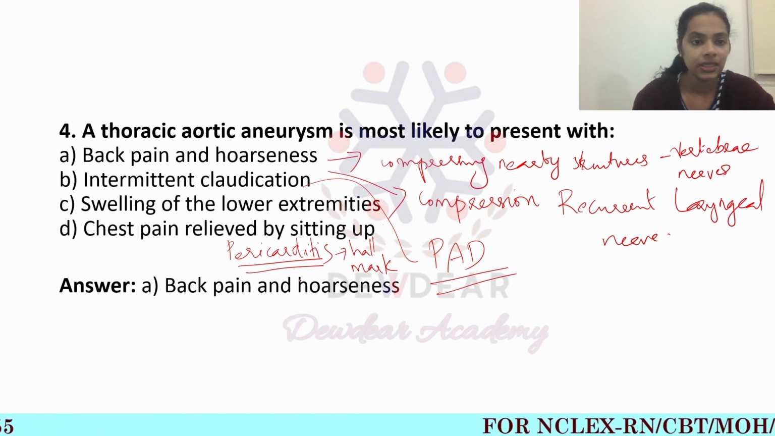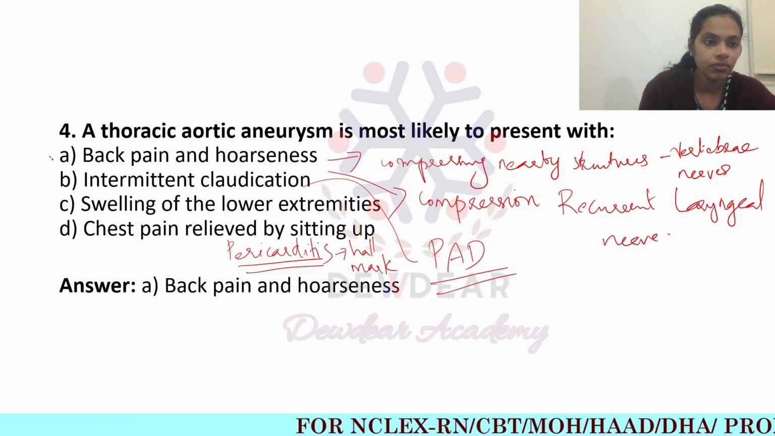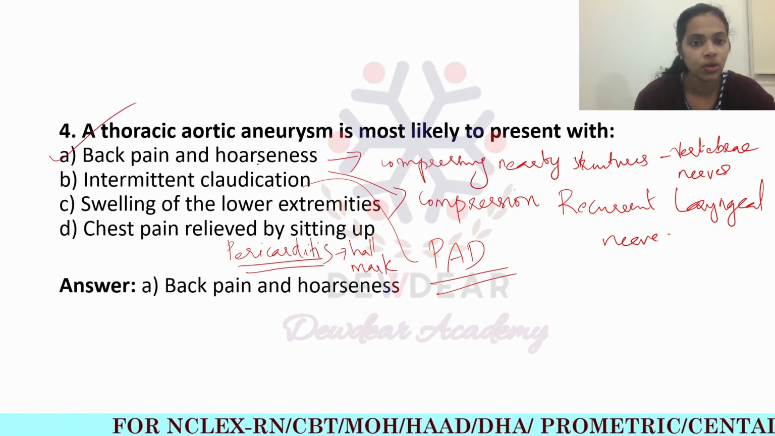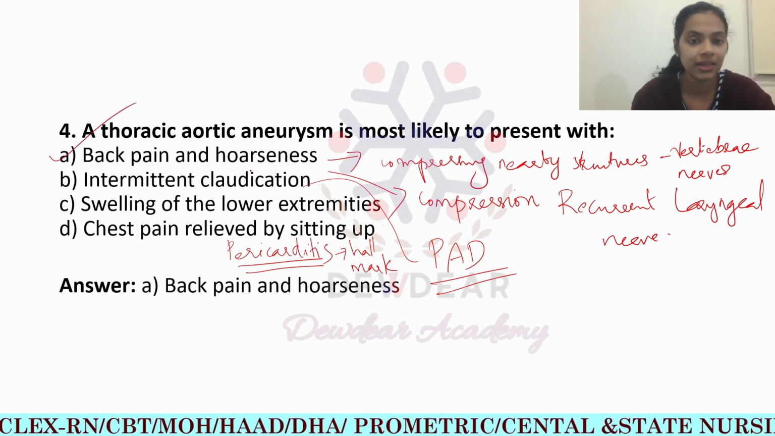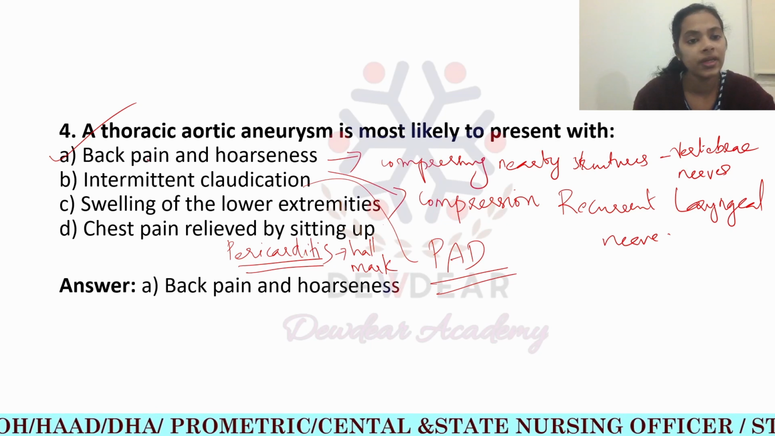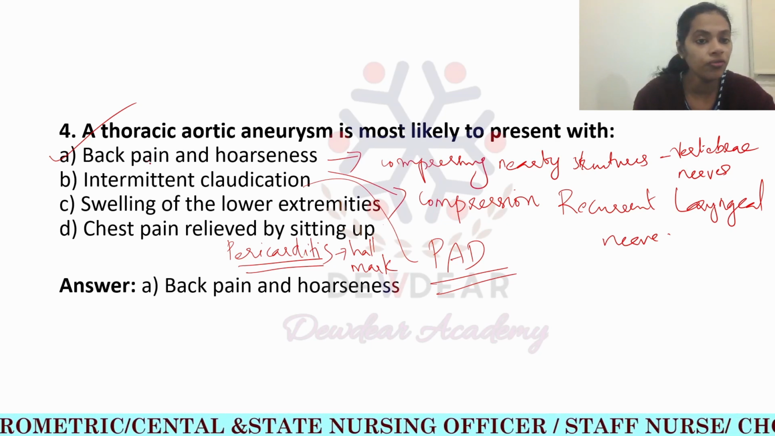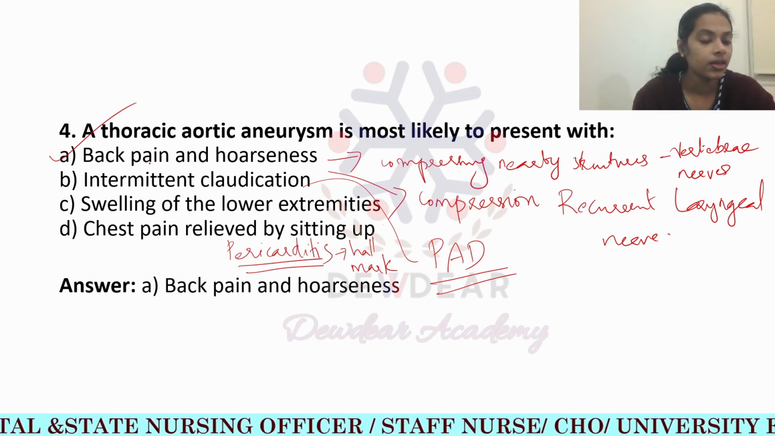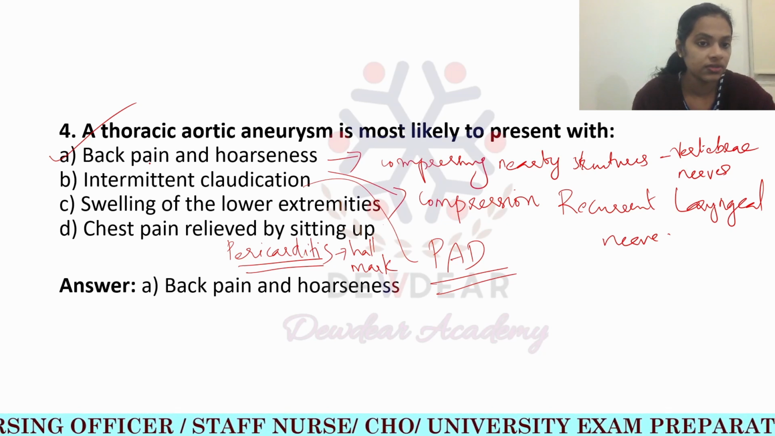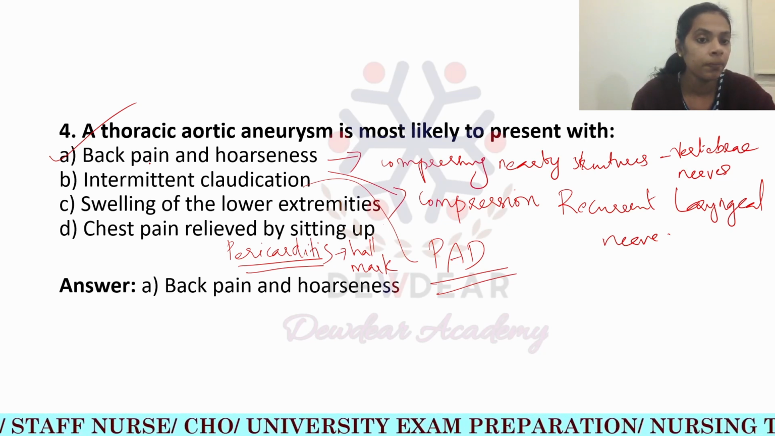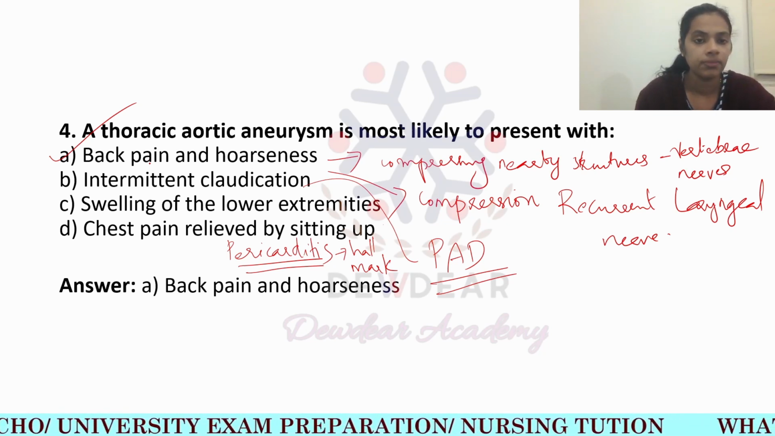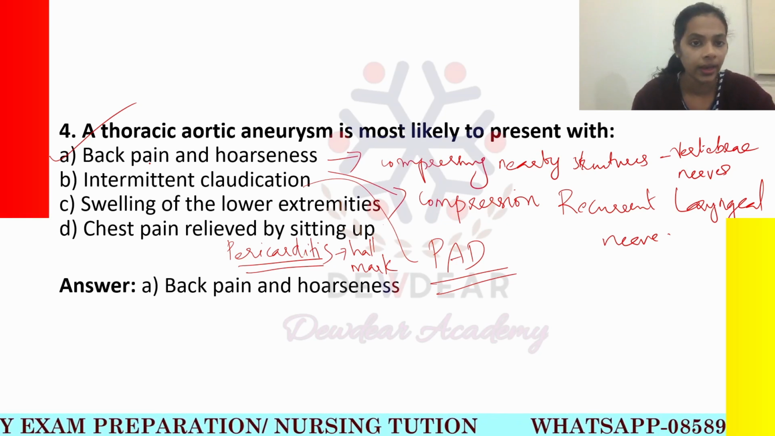So the correct answer here is option A, back pain and hoarseness. Hoarseness is mainly due to compression of the recurrent laryngeal nerve, and the back pain is mainly due to compression of the vertebrae and also the nerves if there is an expanding aneurysm in the thoracic aorta. So the correct answer is option A.